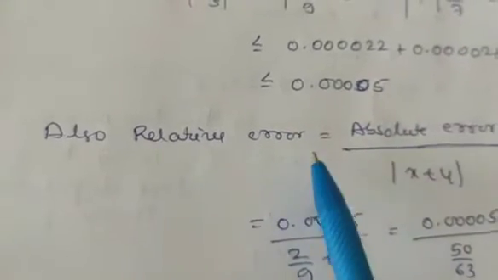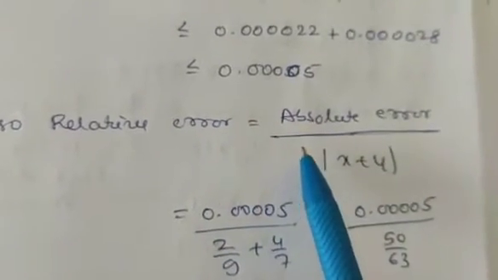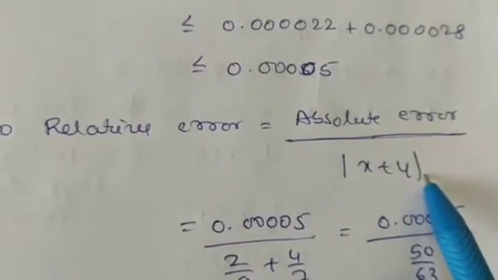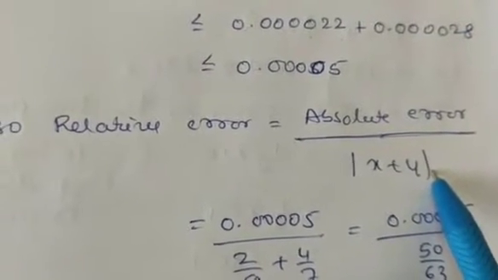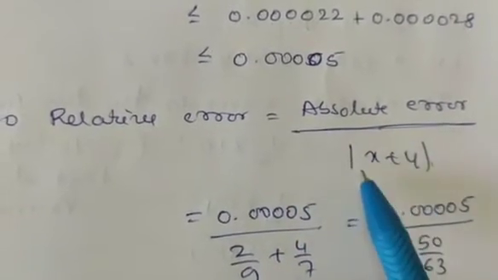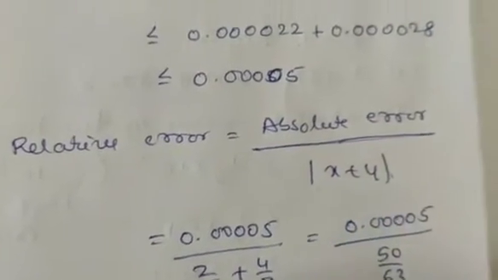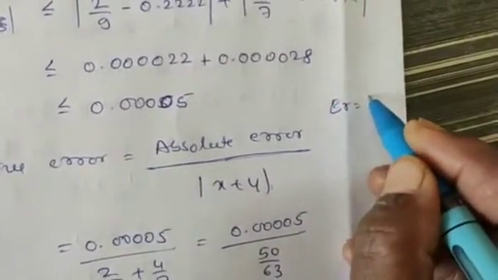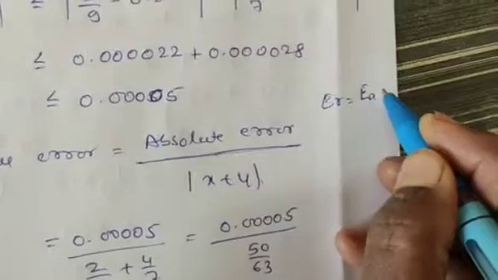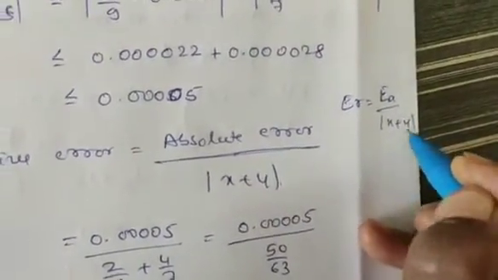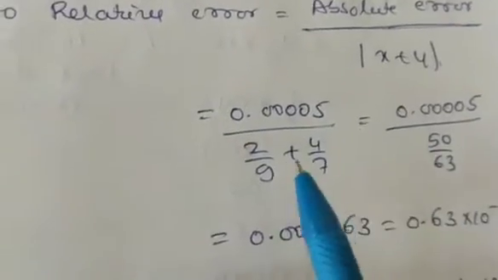And also the relative error. Relative error is equal to, we know, absolute error divided by mod of x plus y. This relation we studied in previous sessions. So ER is equal to mod of EA divided by mod of x plus y. We know this relative error: relative error is equal to the absolute error EA divided by mod of x plus y, the two numbers.